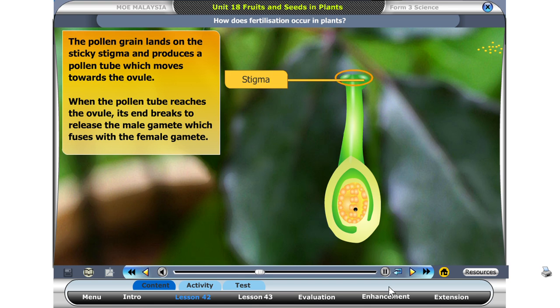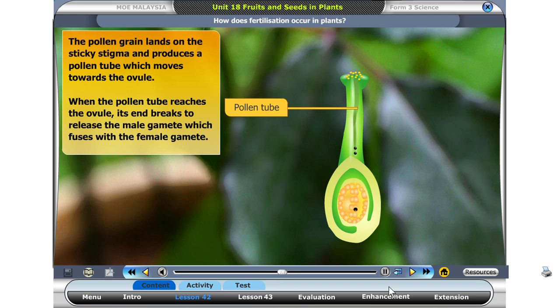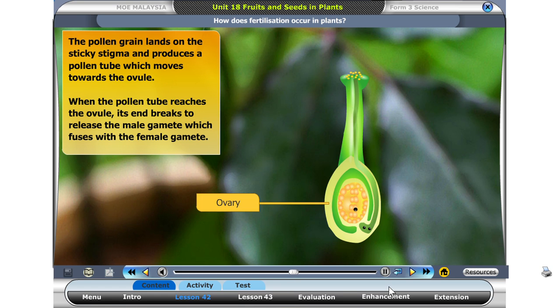When a flower matures, its stigma becomes sticky. When a pollen grain is transferred onto the stigma, it will germinate in the sugary solution and grow a pollen tube. The pollen tube with the male gamete grows down the style towards the ovule in the ovary.